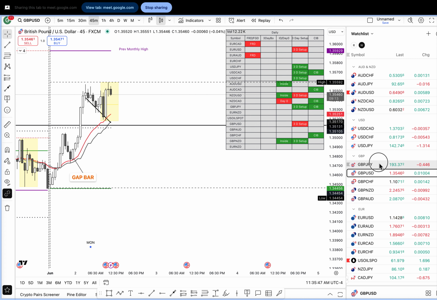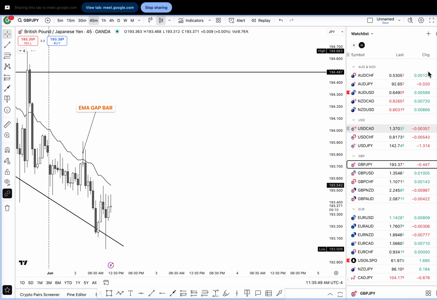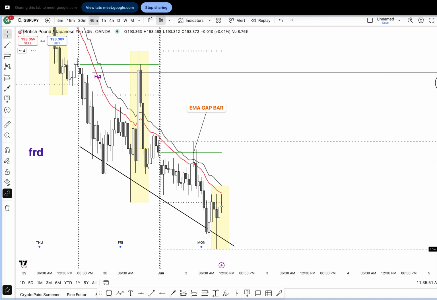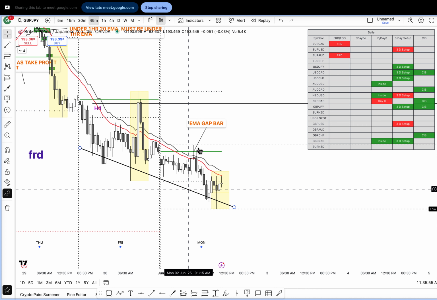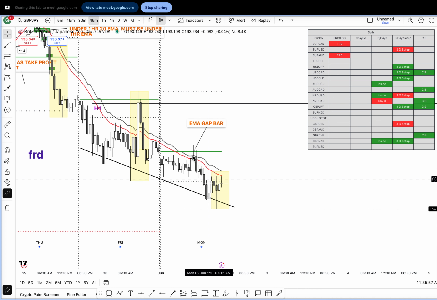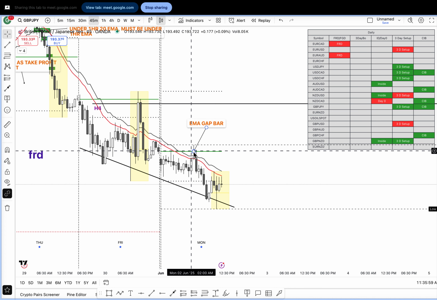GBPJPY 3-day setup. Let's take a look at that. Now we have a 3-day setup here again. Day 1, day 2, day 3. It breaks out of the low. Okay, we had a short in London.